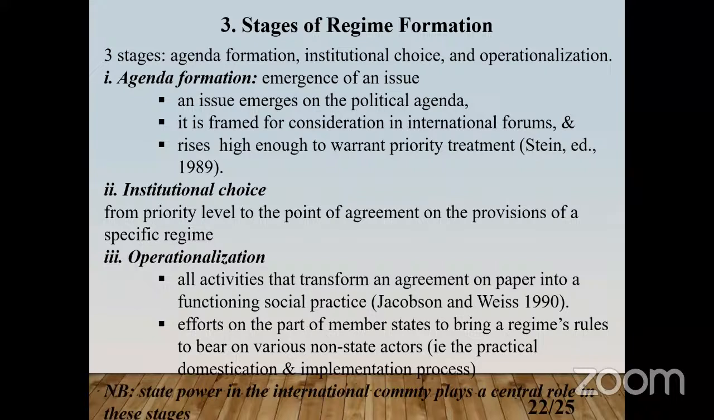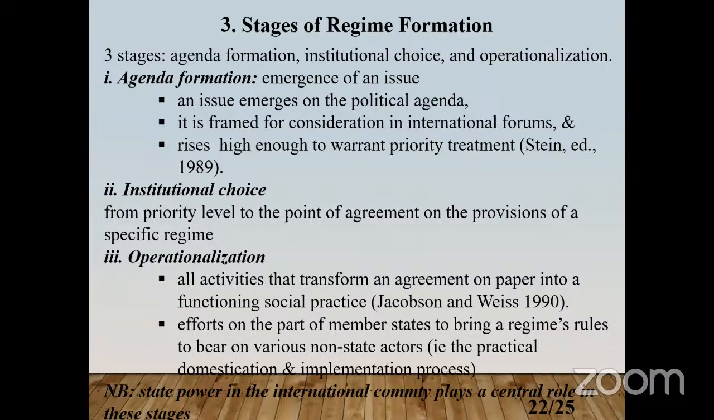And then we move to the final stage of international regime formation, the operationalization stage. This stage is about all activities that will transform the agreement at the institutional choice level, on paper, into a functioning social practice. So in the operational stage, this is where you'll find even the elements of domestication of those international instruments. Efforts in this stage are on the part of the member states to bring a regime's rules to bear on various non-state actors and even the state actors. Here we are talking about the practical domestication and implementation process. So we're talking about a regime that has been formed at the international level, and then its domestication.